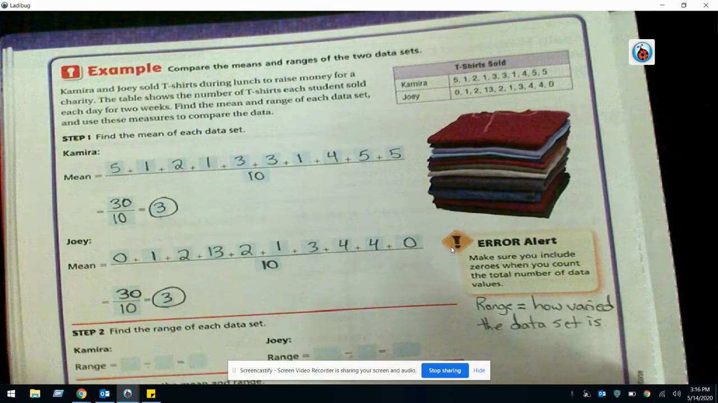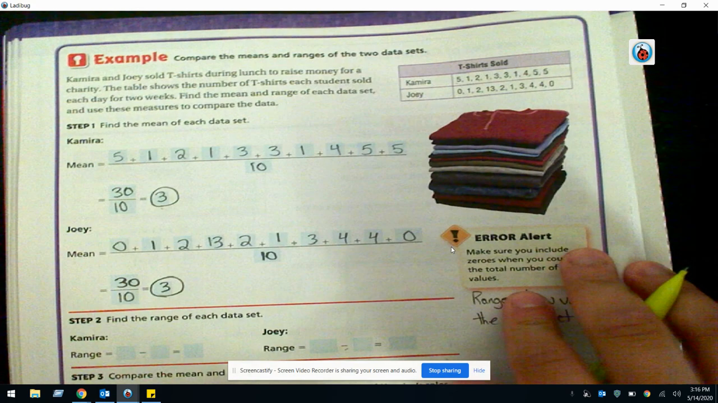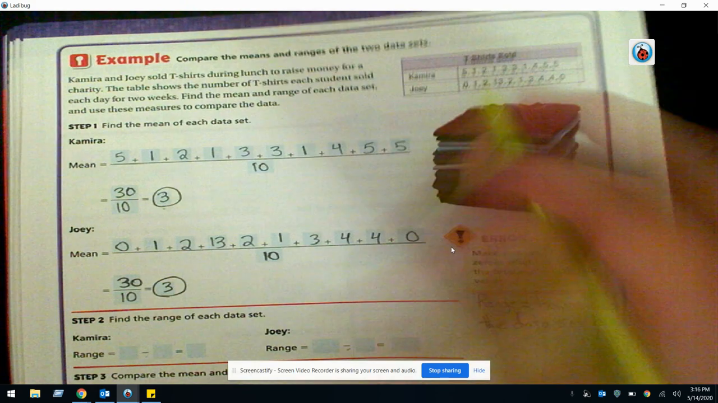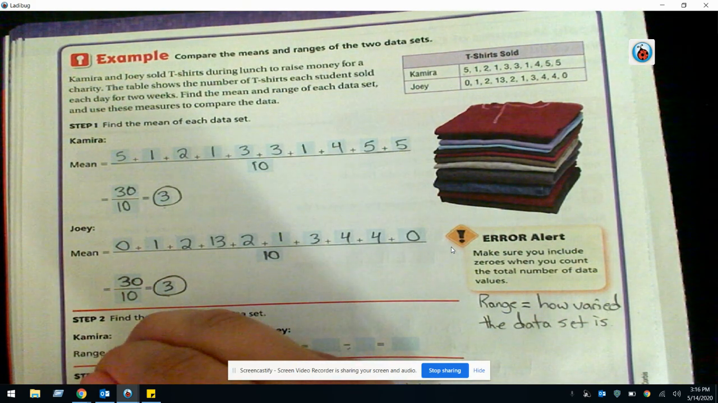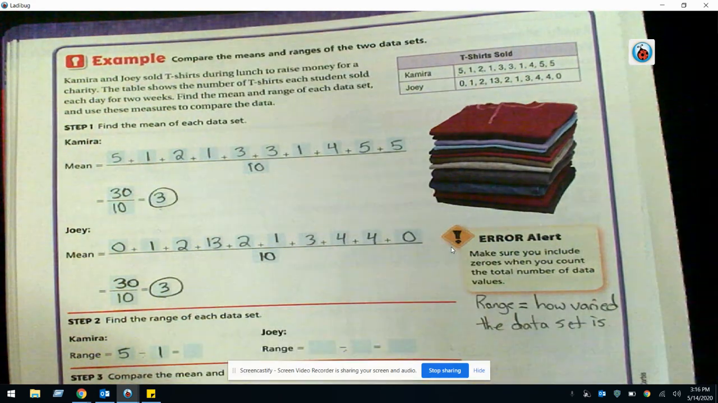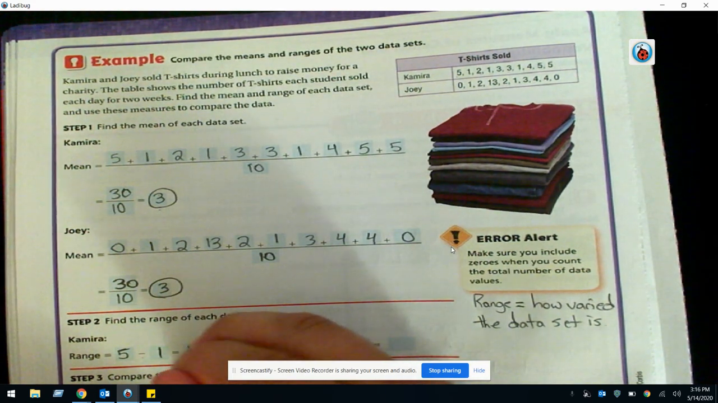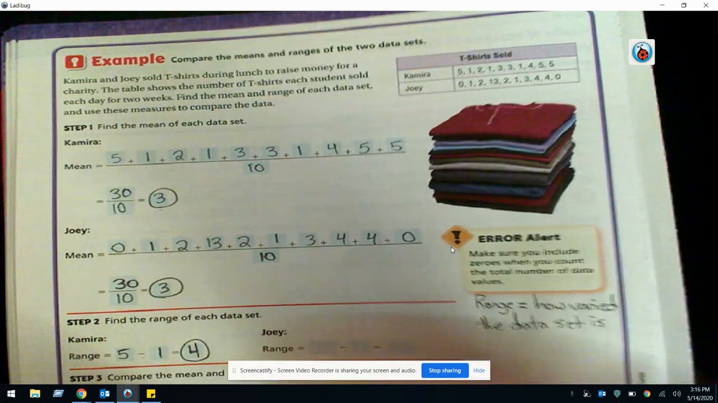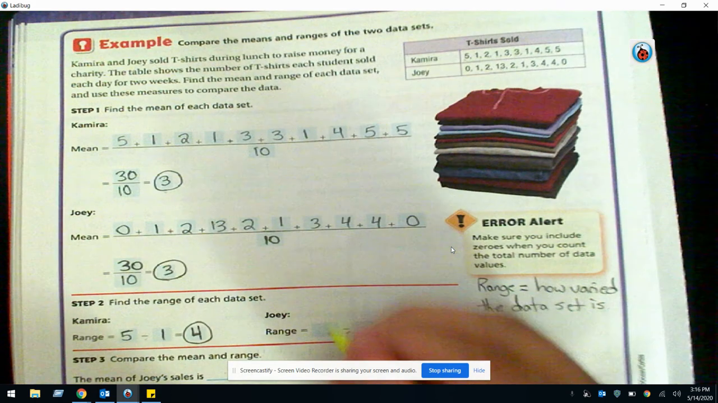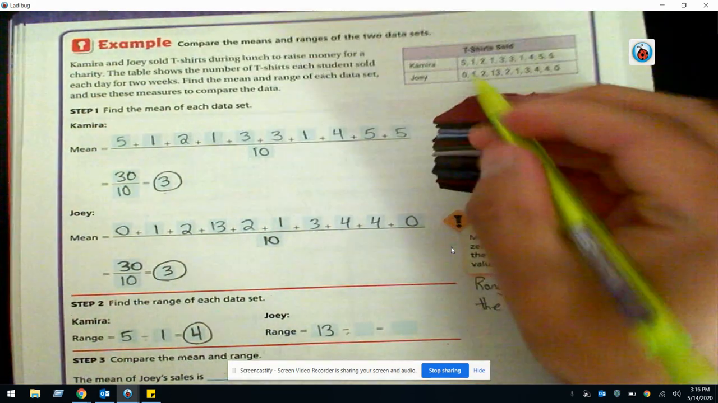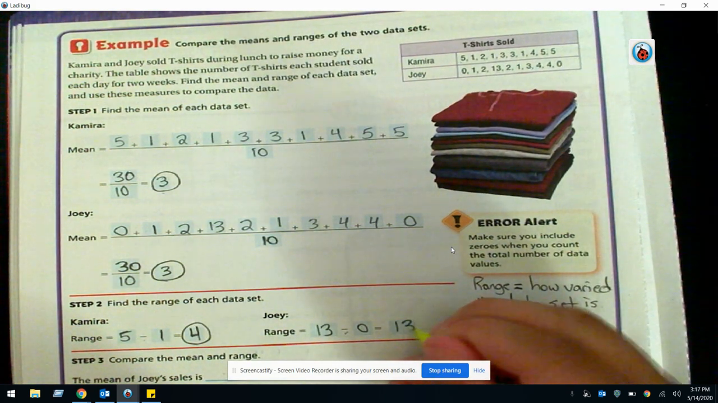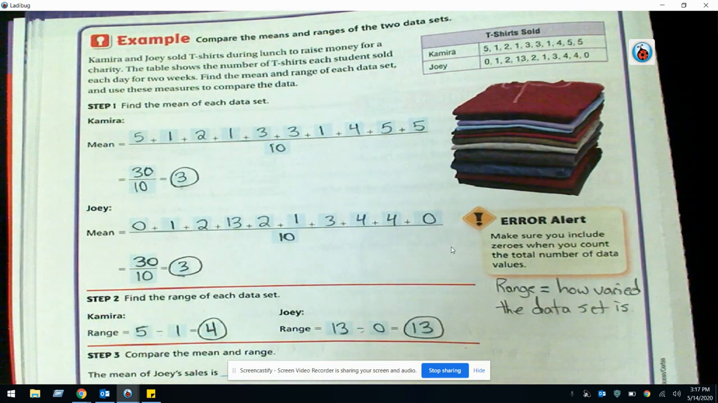So if I'm looking at the minimum and the maximum, I'm going to look at Kamira's first. Her maximum, if you look, is 5. Her minimum is 1. So 5 minus 1 will get us 4 for Kamira. That is her range. Joey's maximum is 13. His minimum is 0. 13 minus 0 will get you 13. So Joey's range is 13.